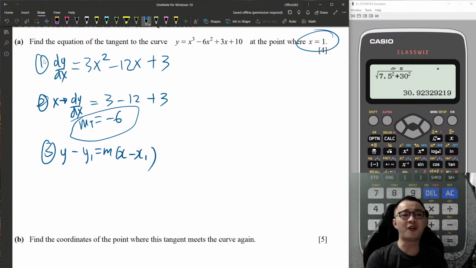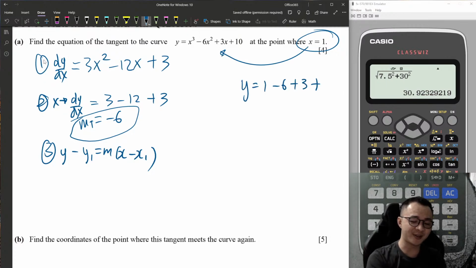Then I want to form the equation. But like I say, to form any linear equation, you need the coordinate x1 and y1. You have x equals 1, but you do not know the y coordinate. So substitute back to find the y coordinate: 1 minus 6 plus 3 plus 10. So my y coordinate should be 4 here.